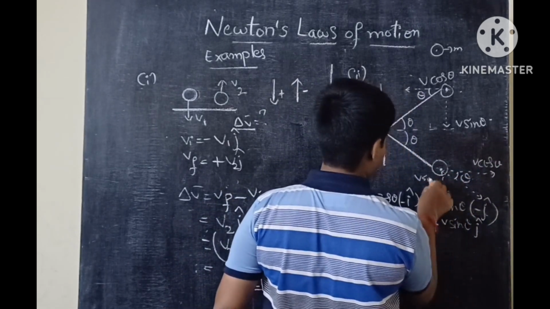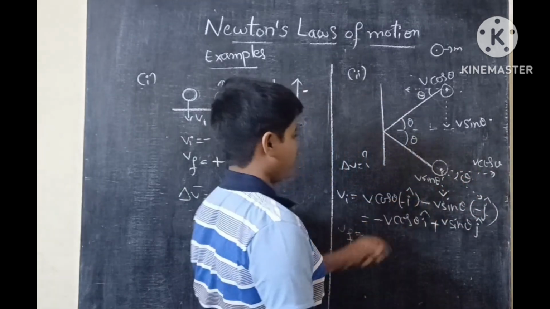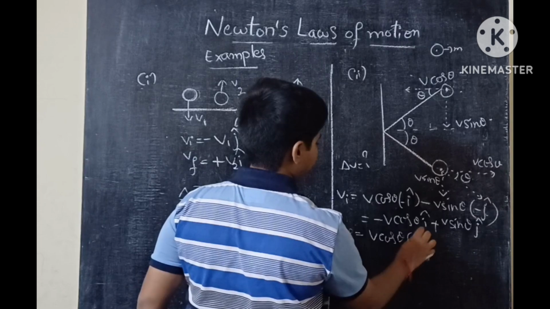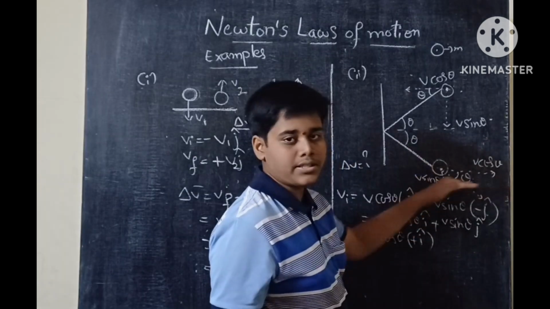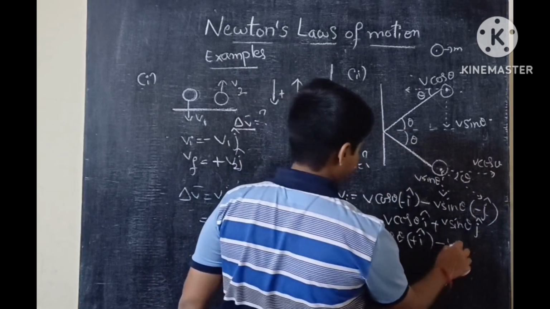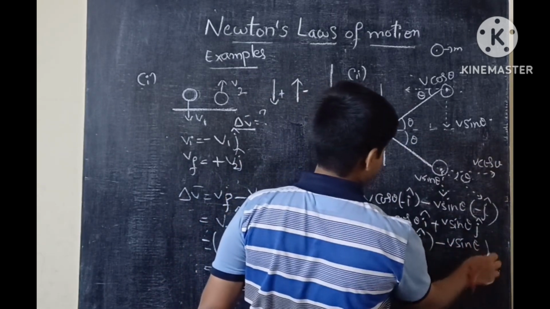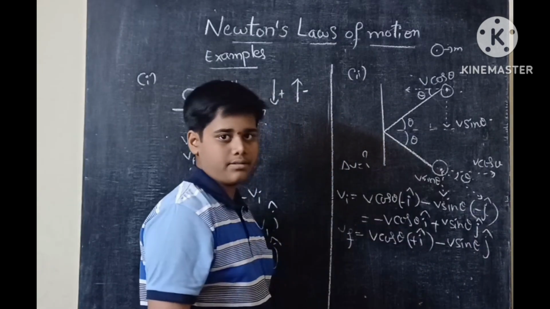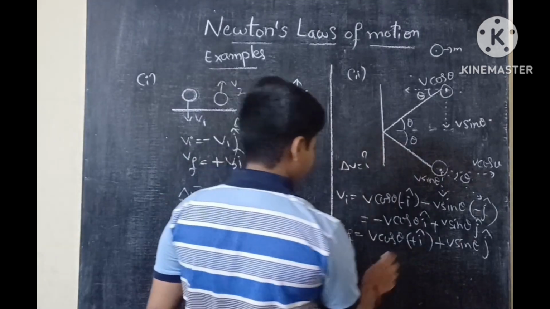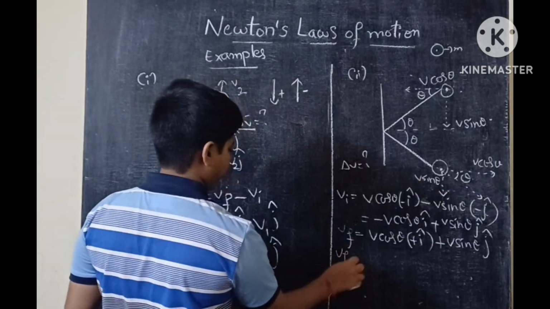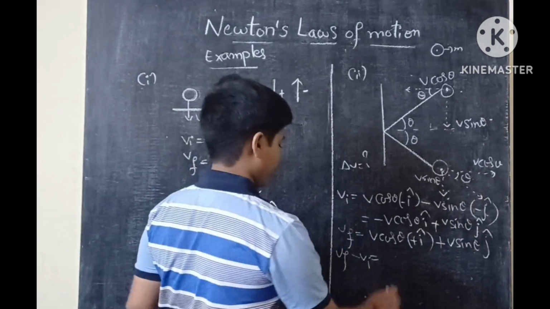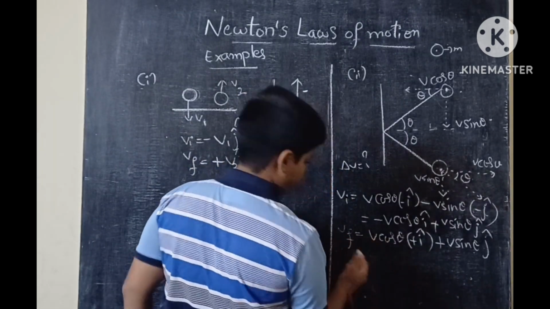Now V final. This is V cos theta positive I cap because it is in the positive x-axis, and this is in the negative y-axis, so V sin theta j cap. Here minus becomes plus. This is the final, and we subtract V final minus V initial, because they are asking the change in velocity.